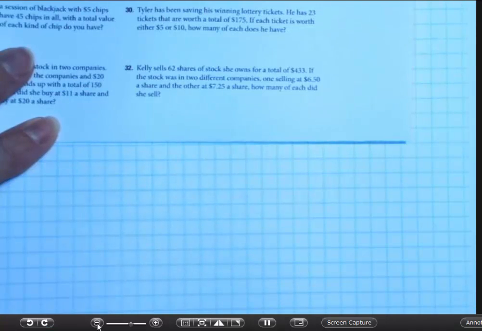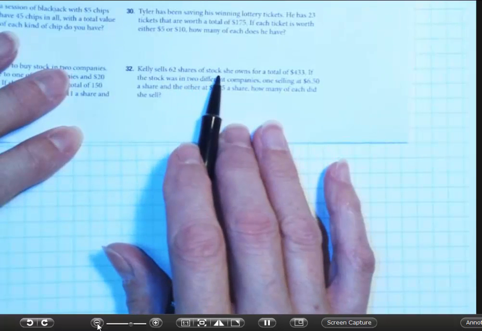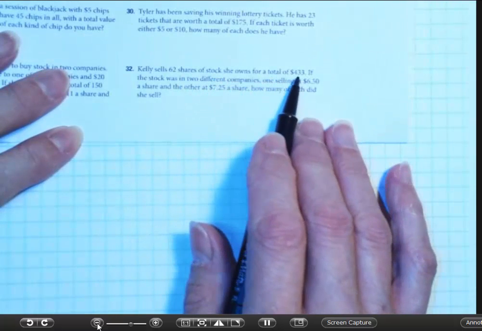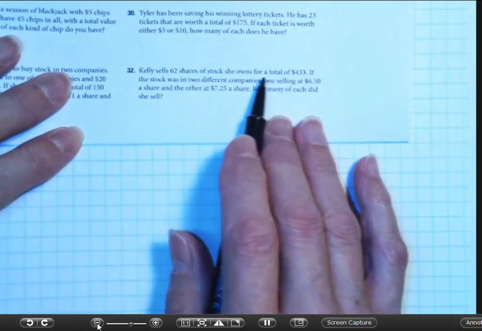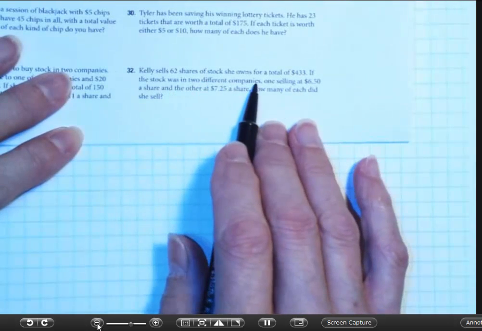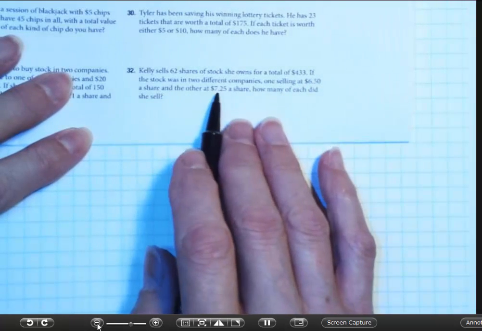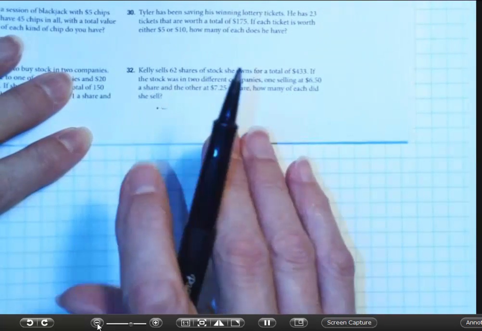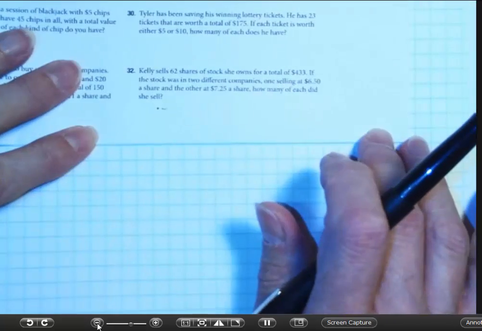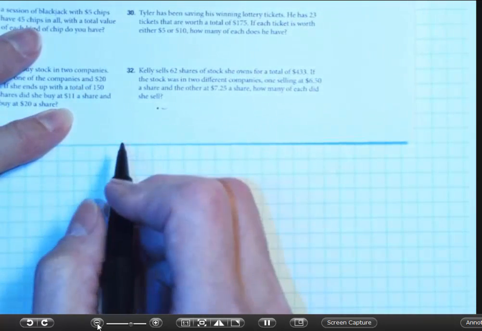So we have a story problem here where Kelly is selling 62 shares of stock that she owns, and she's going to earn $433 when she sells that stock. If the stock was in two different companies, one selling at $6.50 a share and the other at $7.25 a share, how many of each did she sell? So this is kind of like a mixture problem, and we're going to have the two different types of stock.